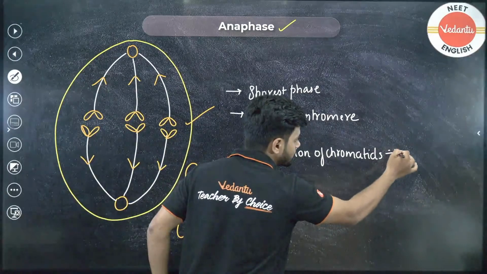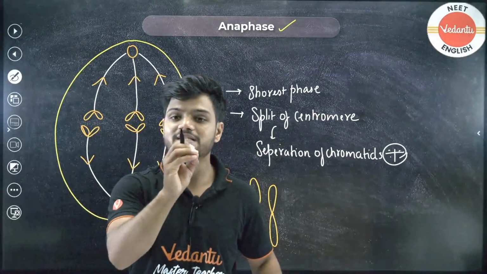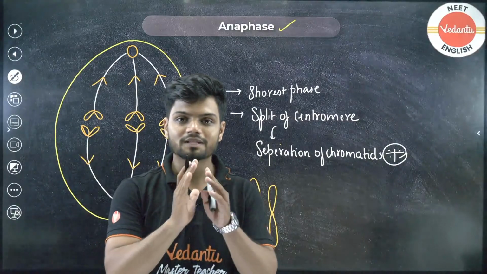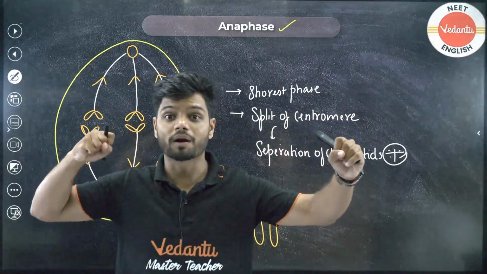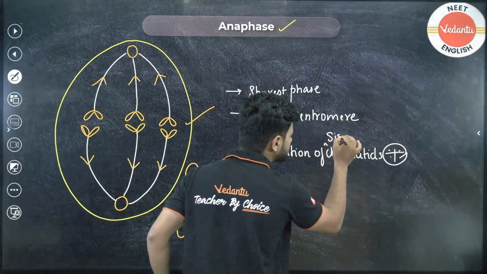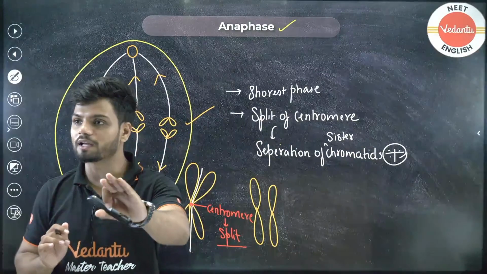Very important, many questions will come. They'll ask you at which stage in the cell cycle the splitting of centromere is happening and the two sister chromatids are separated out. Separation of sister chromatids is happening. Is this point clear to all of you? Tell me.